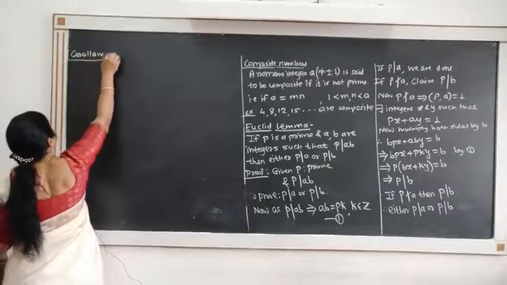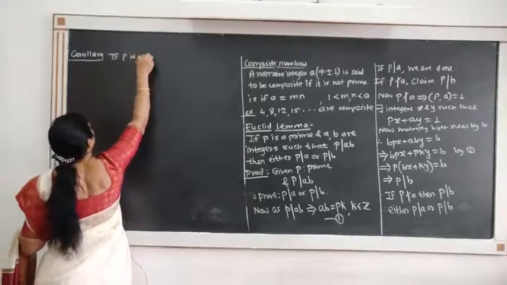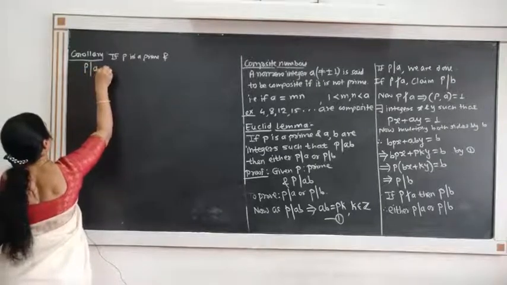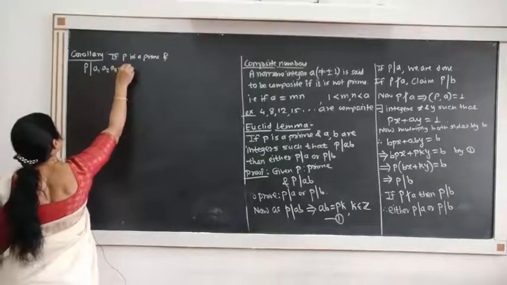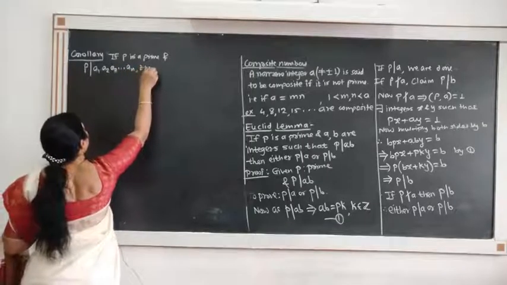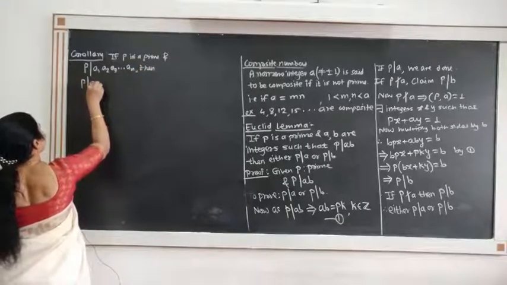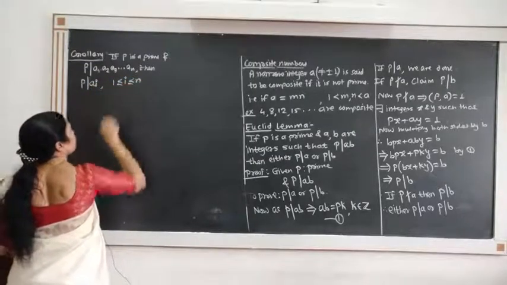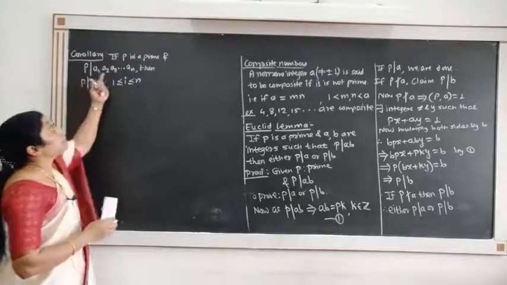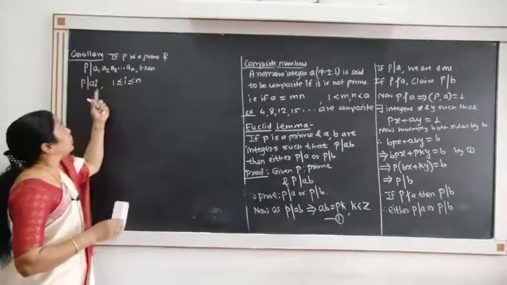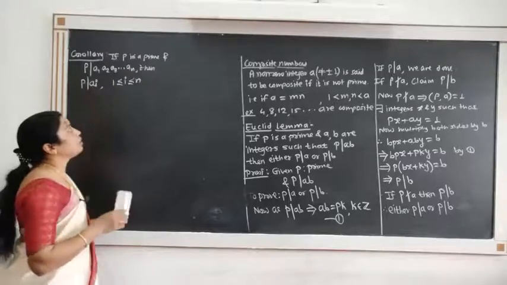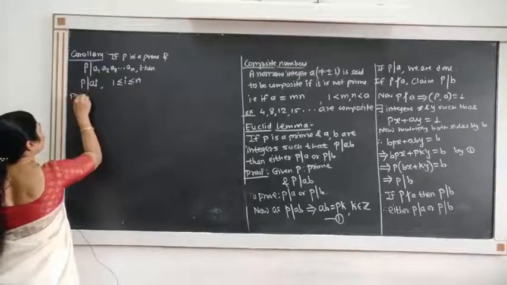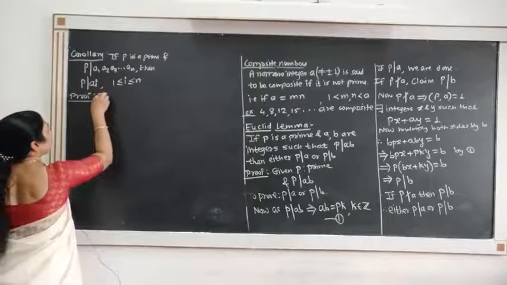It states that if p is a prime and p divides the product a1 into a2 into a3 dot dot an, then p must divide at least one of them, ai, 1 less than or equal to i less than or equal to n. So if p divides the product of integers, then it must divide at least one of them. We want to prove this. So it is a generalization of Euclid's lemma. So see the proof. The proof is by the principle of mathematical induction.